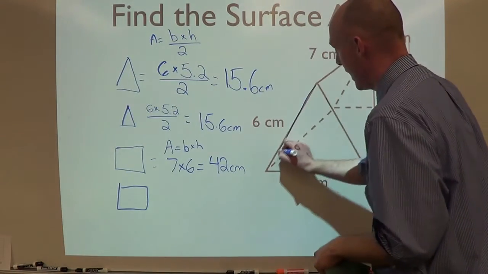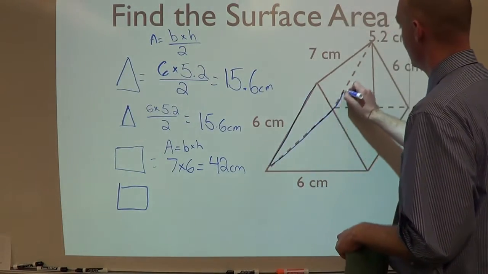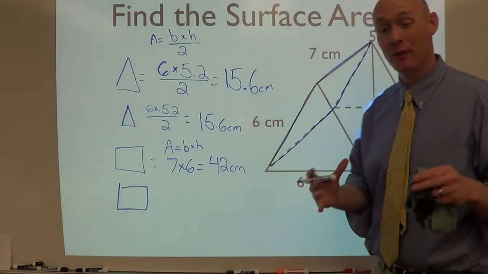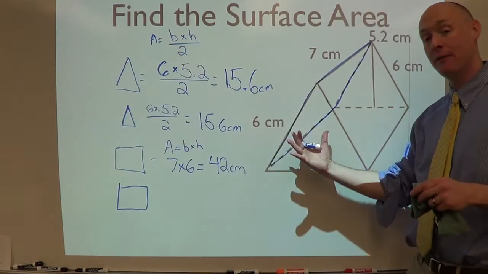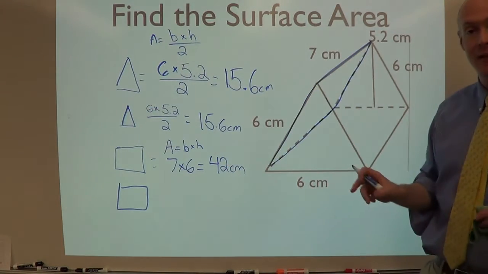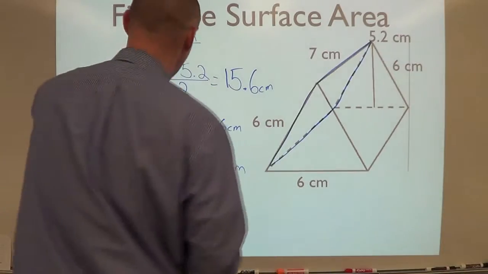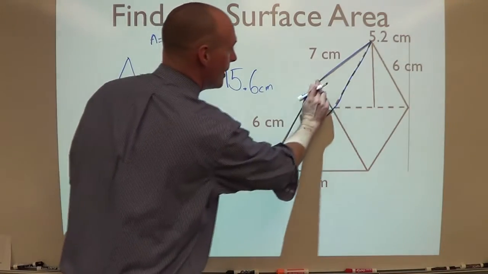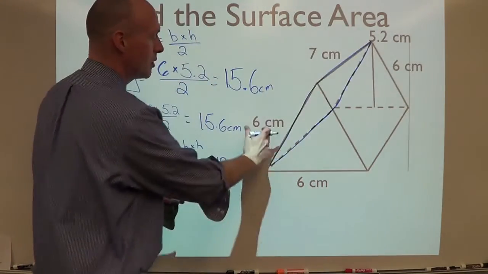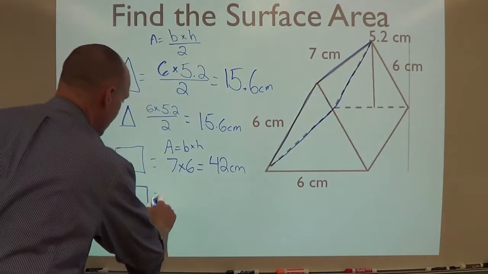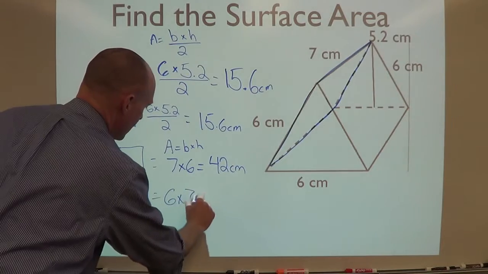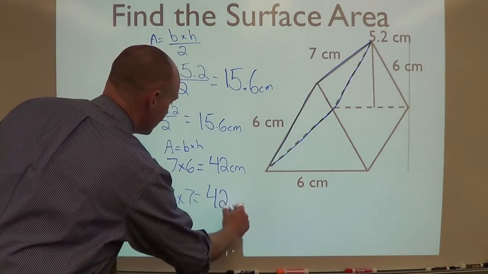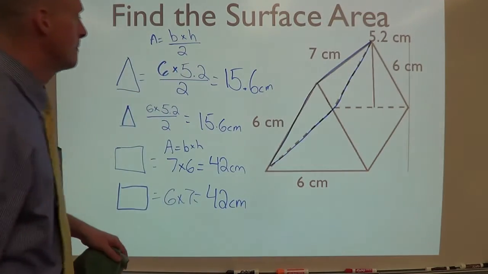Here is my other side. And again, when I do the outline, it kind of looks like a diamond. It looks a little funky. But if you could imagine looking at it from this way, it would have the same shape as a rectangle. So in this case, the rectangle is going to be 6. And my other measurement, the top is 7. So it's going to be 6 times 7. And what do you know? That equals 42. Perfect. Okay.